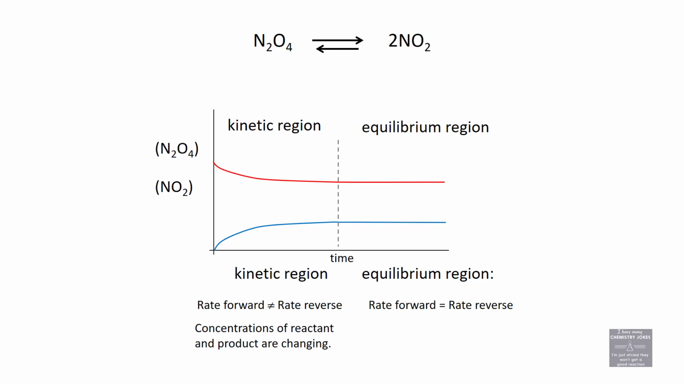The concentrations of reactant and product are constantly changing in the kinetic region, but they're constant in the equilibrium region. Is that because the reaction has ceased, has stopped? Heck no! Sorry if that busted your eardrum. The reaction is still happening. It's just that the rate at which the forward and the reverse are happening is the same.